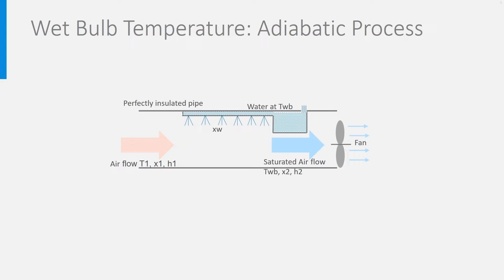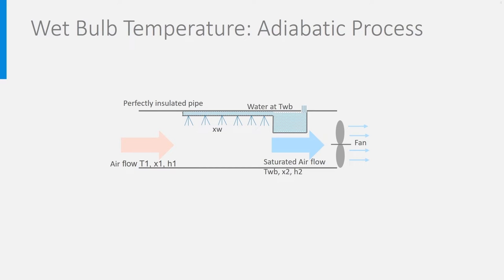You see that the water is at TWB and that this water is injected into the incoming air, which goes out of the pipe in saturated state TWB, X2. There is a fan on the right to help the air to circulate. There is no heat exchange with outside because the pipe is perfectly insulated, which is what is called an adiabatic process. Let's look at the mass of 1 kg dry air. The water content at the outlet is X2, the one at the inlet is X1, so the difference, X2 minus X1, has been injected. In the figure, XW equals X2 minus X1.